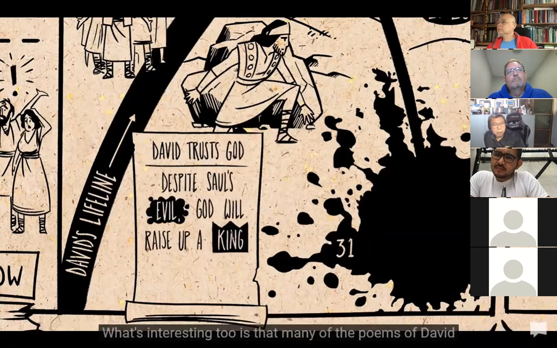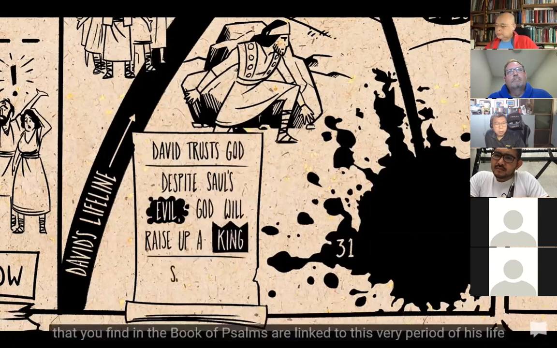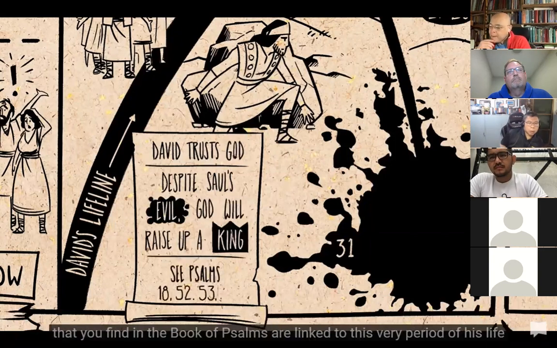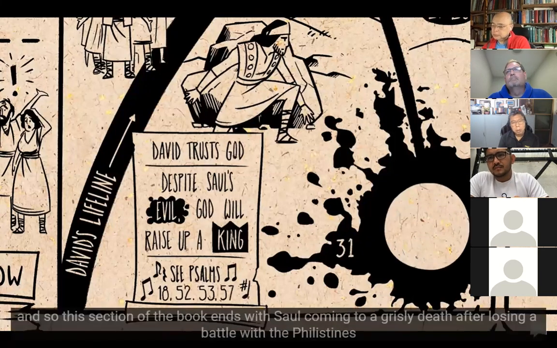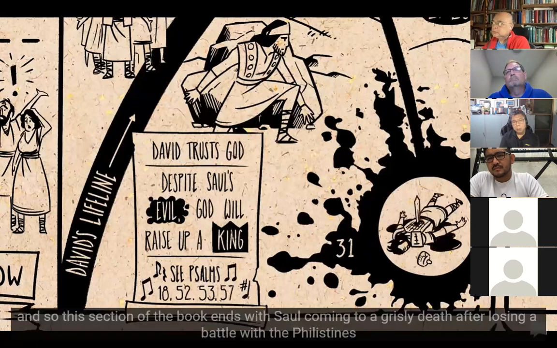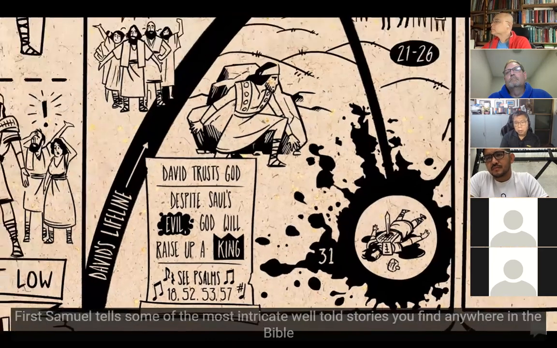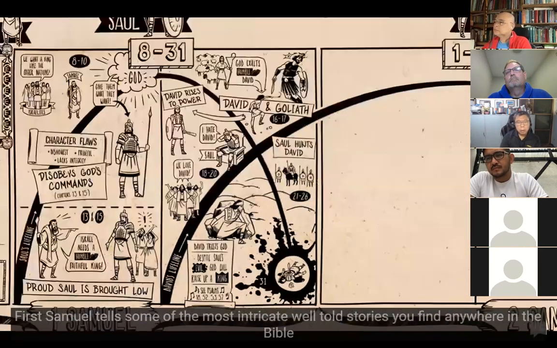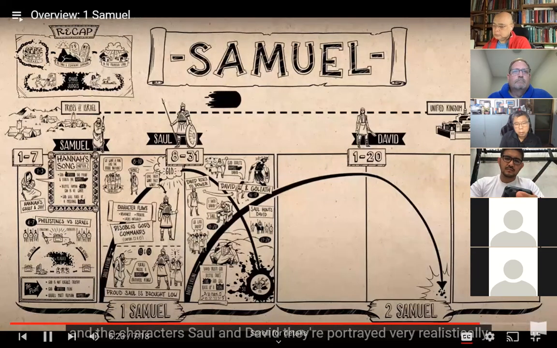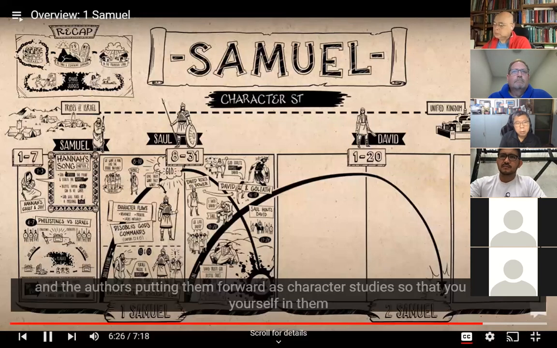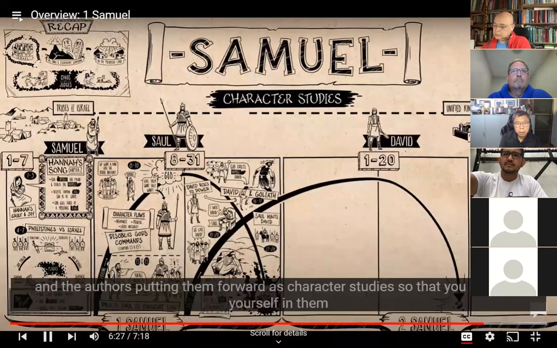What's interesting too is that many of the poems of David that you find in the Book of Psalms are linked to this very period of his life, and they all express the same attitude of trust. And so this section of the book ends with Saul coming to a grisly death after losing a battle with the Philistines. First Samuel tells some of the most intricate, well-told stories you find anywhere in the Bible, and the characters Saul and David are portrayed very realistically. And the author's putting them forward as character studies so that you can find yourself in them.